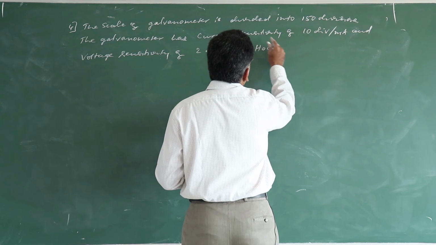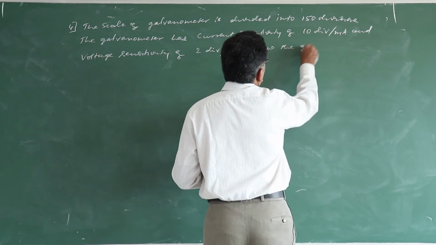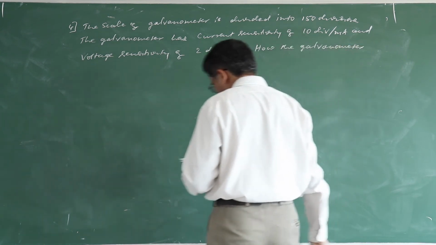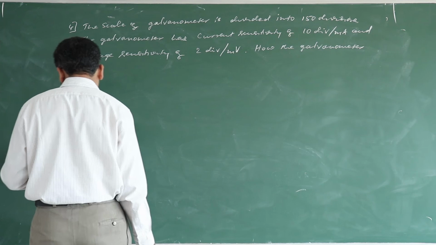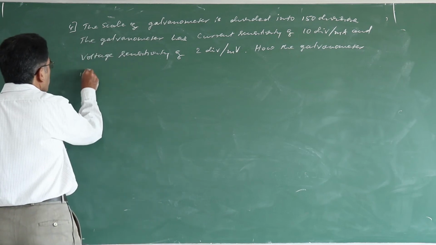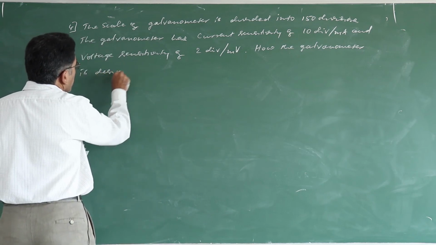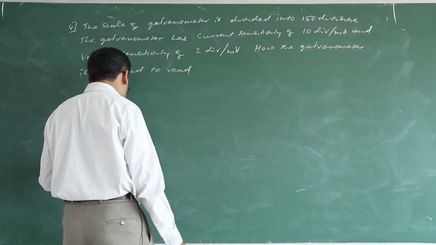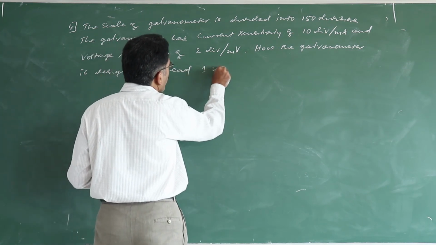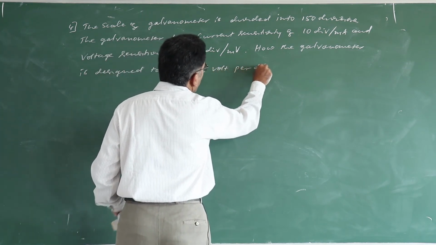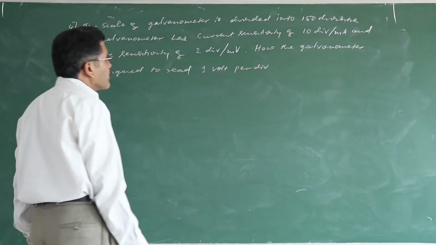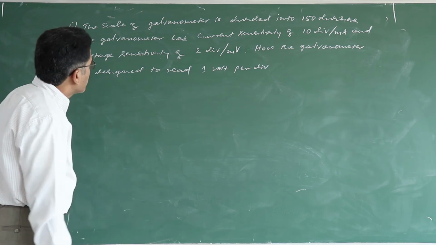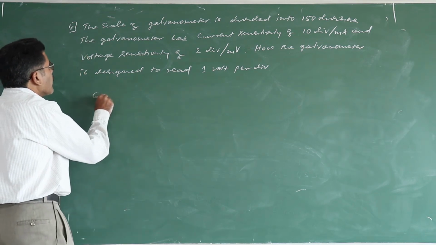How can the galvanometer be designed to read 1 volt per division? So now first we shall find out what is the galvanometer resistance. They have not given galvanometer resistance.